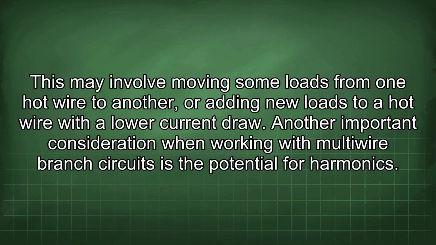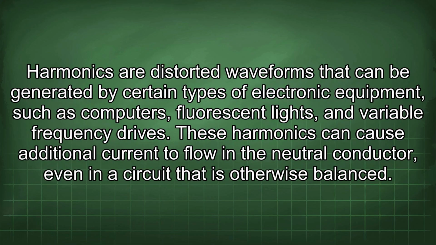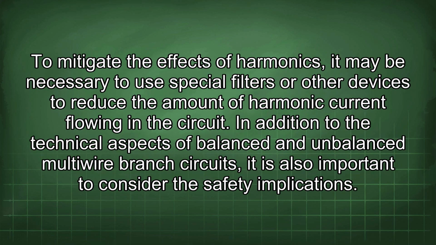Another important consideration when working with multi-wire branch circuits is the potential for harmonics. Harmonics are distorted waveforms that can be generated by certain types of electronic equipment, such as computers, fluorescent lights, and variable frequency drives. These harmonics can cause additional current to flow in the neutral conductor, even in a circuit that is otherwise balanced. To mitigate the effects of harmonics, it may be necessary to use special filters or other devices to reduce the amount of harmonic current flowing in the circuit.